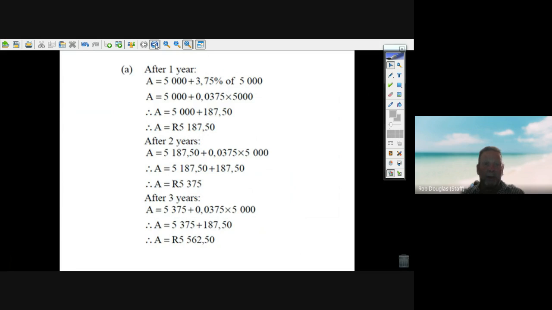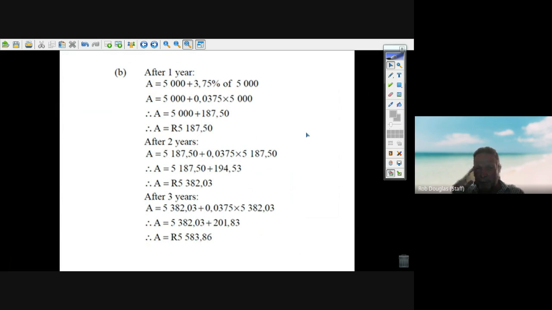That's simple interest. But compound interest is special because the first year is exactly the same. You add that 3.75%. But now, after 1 year, you've got a new amount, and it's 187 Rand more than it was at the beginning of the year. Well, now the difference with compound interest is you don't stay with that 5,000 every year. You now multiply the new bigger amount by 0.0375, and you get a bigger amount than 187, you get 194.